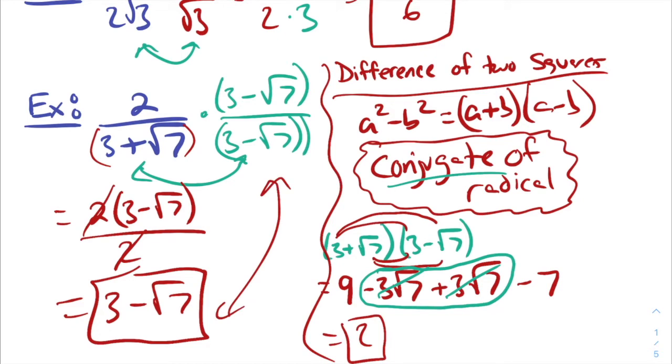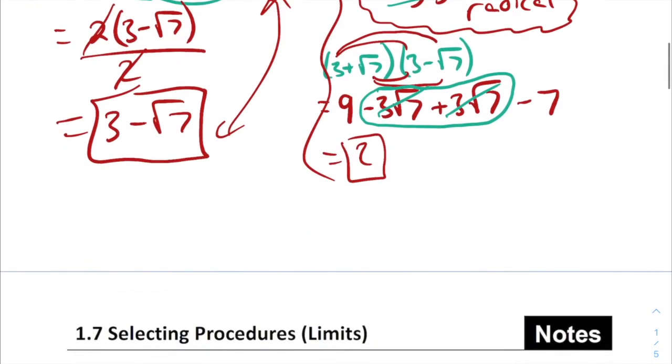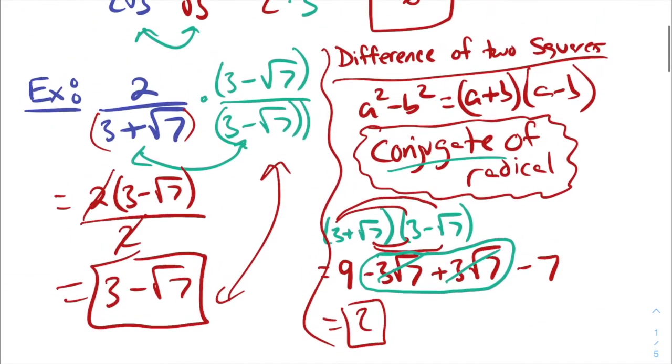All right, last one I want to do just as an example of multiplying the conjugate. Actually, we'll just leave it there for that. I think that's going to be a good spot to stop before we get into today's problems.